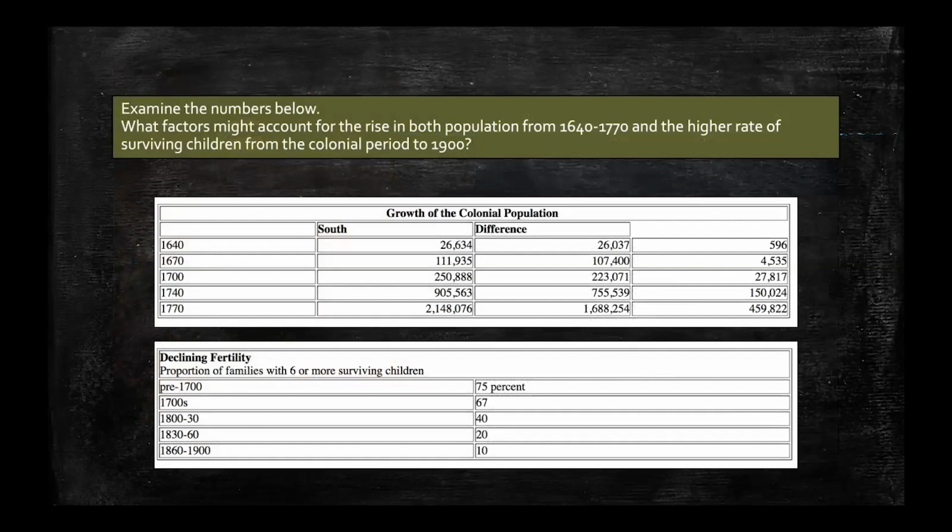More numbers. Examine the numbers below. What factors might account for the rise in both population from 1640 to 1770 and the higher rate of surviving children from the colonial period to 1900? What do you think these rising numbers constitute? What's happening in the culture and society to answer for these rising numbers, and the rising numbers of children surviving their formative years?